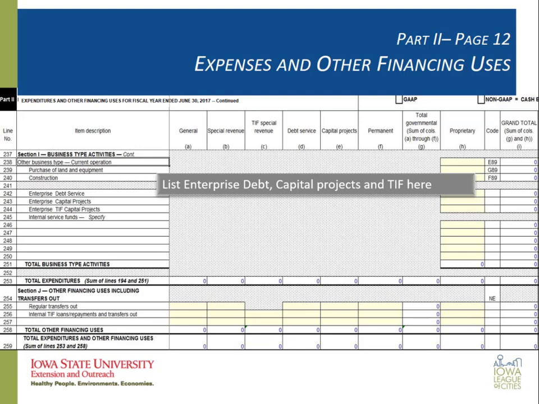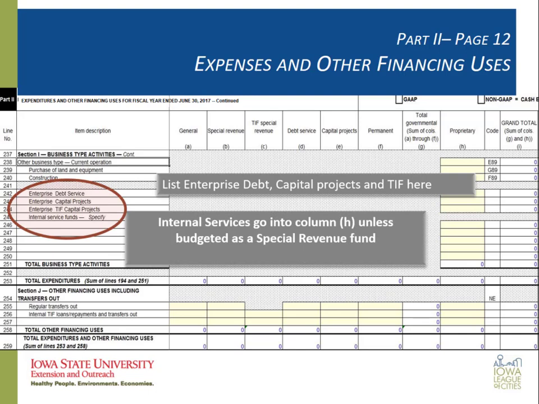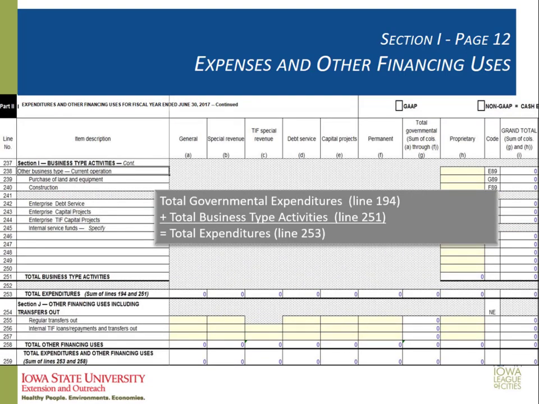And just another reminder, internal services go in column H unless budgeted as a special revenue fund. You want to make sure that you're consistent as you put those in across this report. So there will be a total on line 251 for total business type activities. The total governmental expenditures are going to be found on line 194. They're going to be added to the total business type activities, which is line 251. And that's going to give you the total expenditures for FY17, which are going to be reported on line 253.